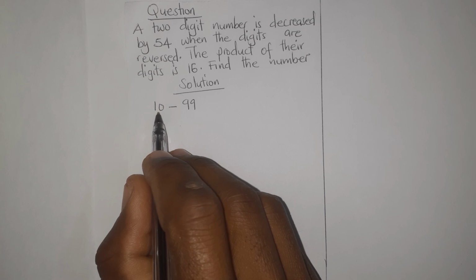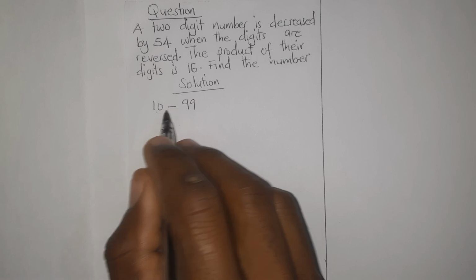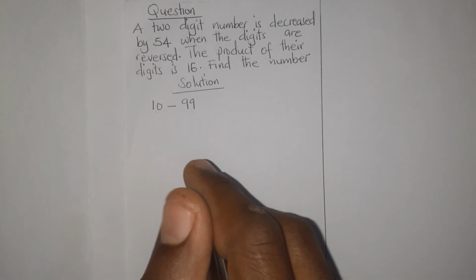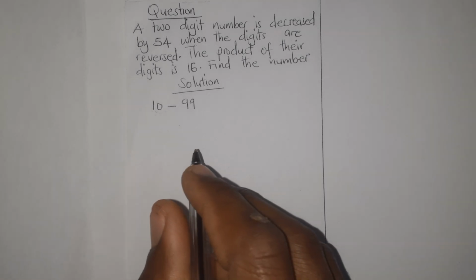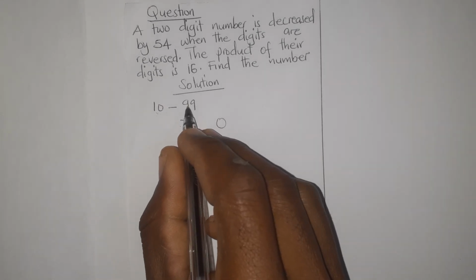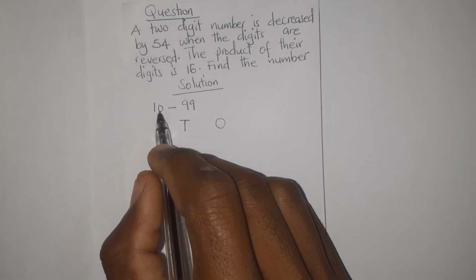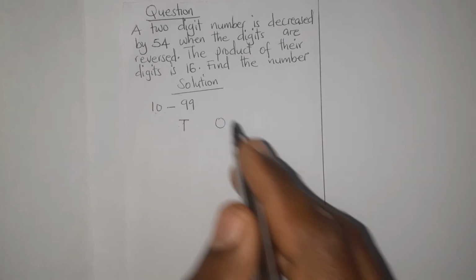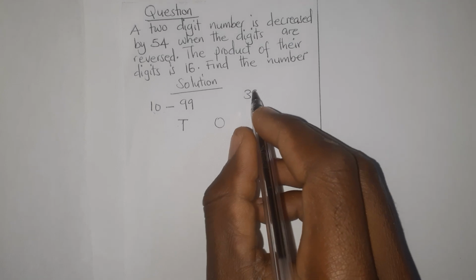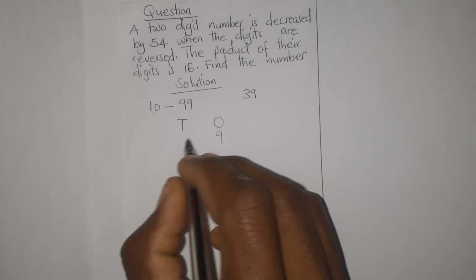The numbers which have two digits include 10 to 99. So we start from 10 to 99. Any number that falls between these numbers is a two-digit number. If we place these two-digit numbers on a place value chart, having tens and ones, for example 99, this 9 is for ones and this is for tens. We can have a number like 39. To place this on the place value box, we have 9 here and 3 here.